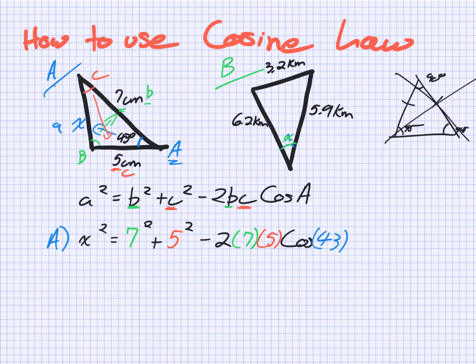So I'm going to try to do this as quickly as we can so we can get to the second example. X squared equals 49 plus 25, subtract, and that's going to be 35 times 2, 70, times cos 43, which I don't know.